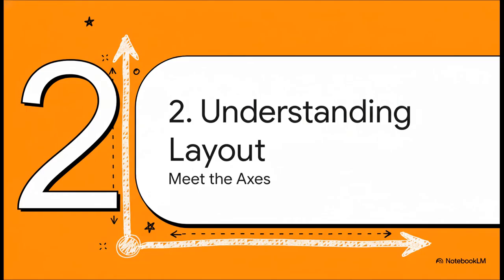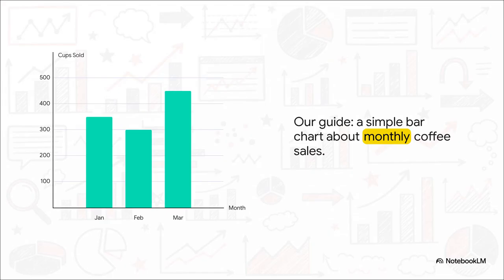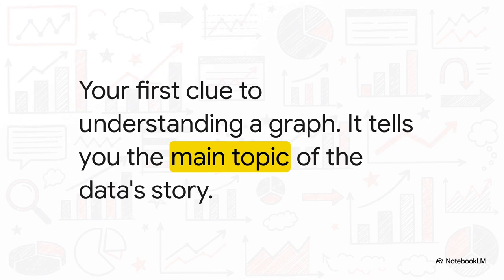All right, now that we know the title of our story, it's time to meet the main characters. And in the world of charts, our main characters are the axes. You know, the horizontal and vertical lines that frame the whole graph. For the rest of this little guide, we're going to use this simple bar chart as our example. It's tracking monthly coffee sales, and it's absolutely perfect for learning the basics, starting with that all-important title, and then those axes.